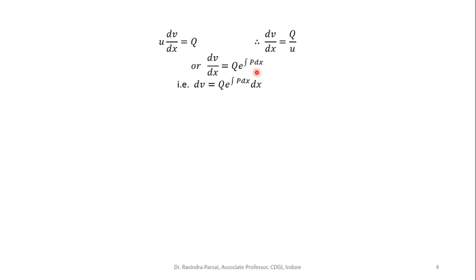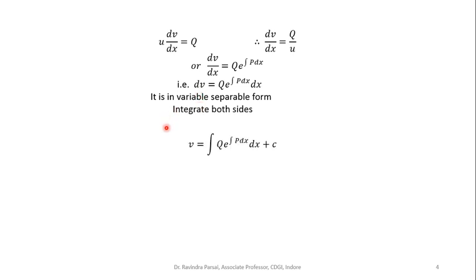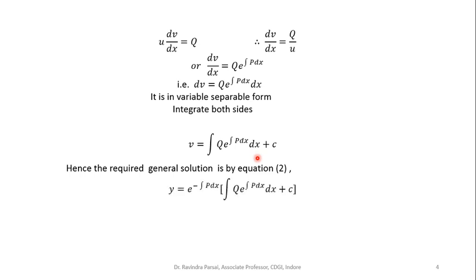Again, Q is a function of the independent variable x, and this is also a function of x. The left side is only a function of v, that is, it is in variable separable form. Therefore, integrating on both sides, the solution of this equation is v = ∫Q e^(∫P dx) dx + c. Hence the required general solution is obtained from equation number 2, on putting the values of u and v. This is the general formula for finding the general solution of a linear differential equation.